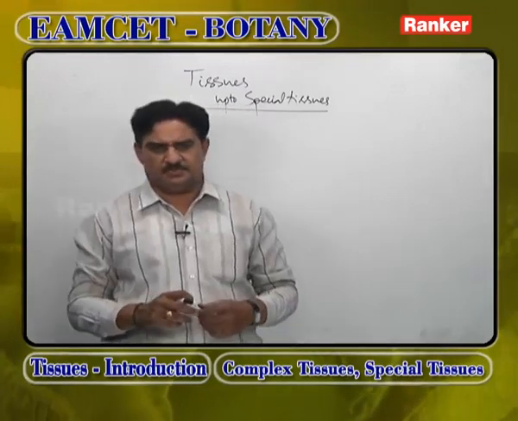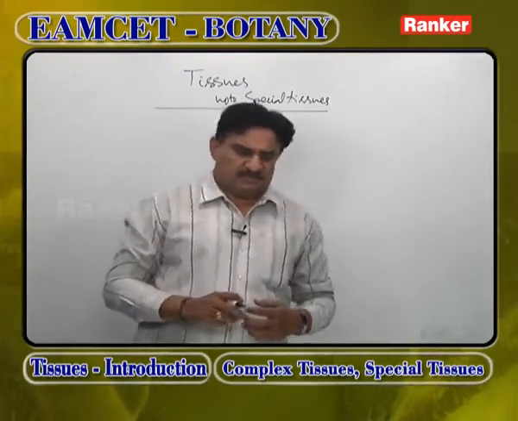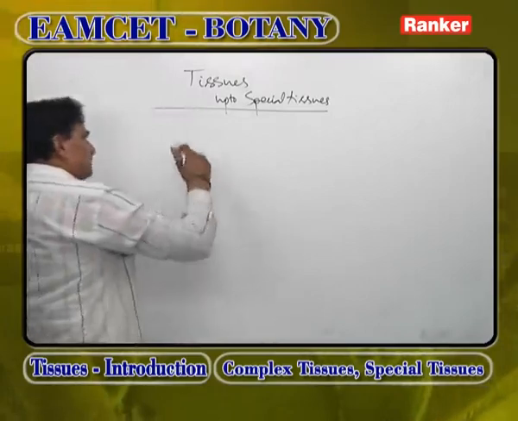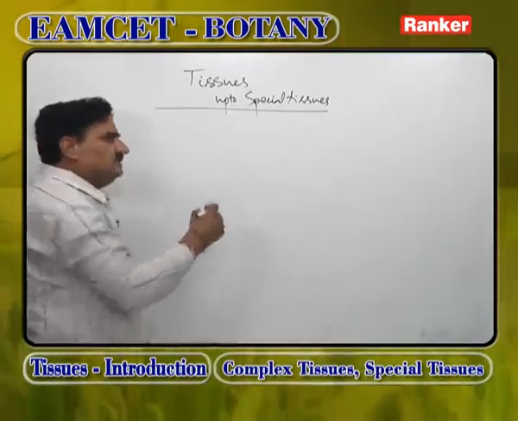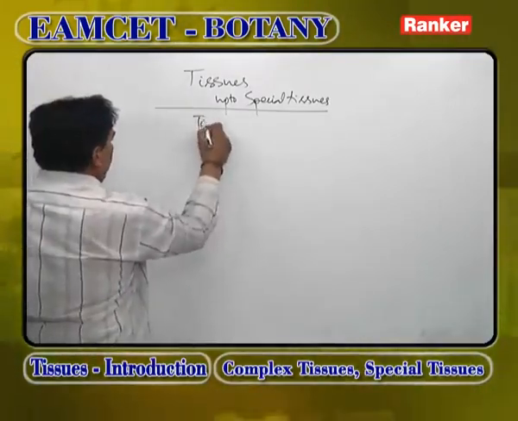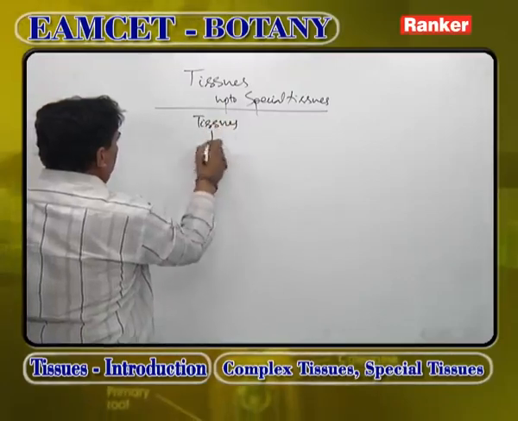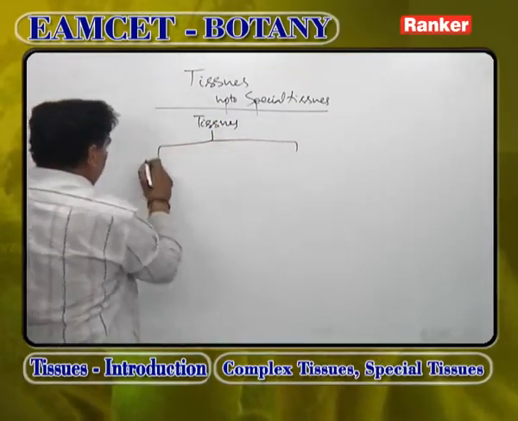Today we discuss tissues, meristematic tissues, permanent tissues and other things. What is a tissue? A group of cells are called tissues. Plant body is made up of different tissues and all the tissues are broadly divided into two types.